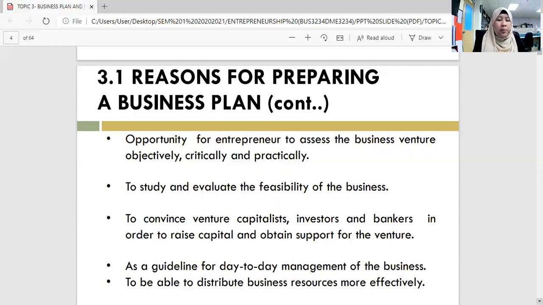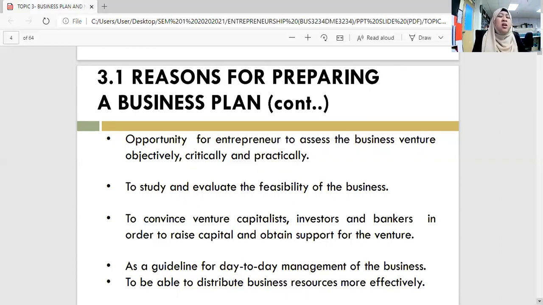We have to bear in mind, after COVID, post-COVID right now, what is actually the prospect business that we can join? This is the best opportunity and chance, especially for the new entrepreneur, to look into it.